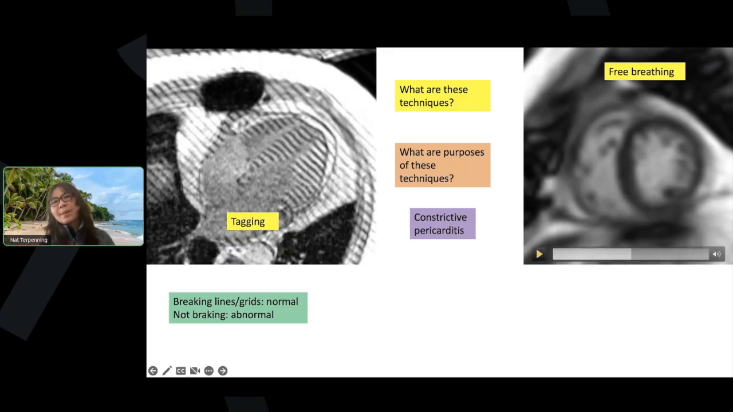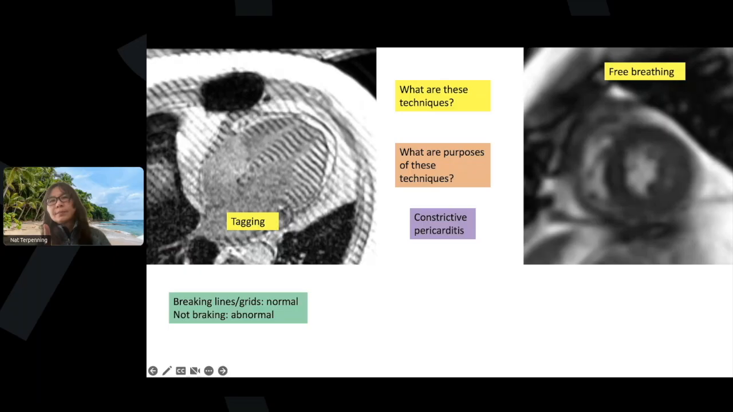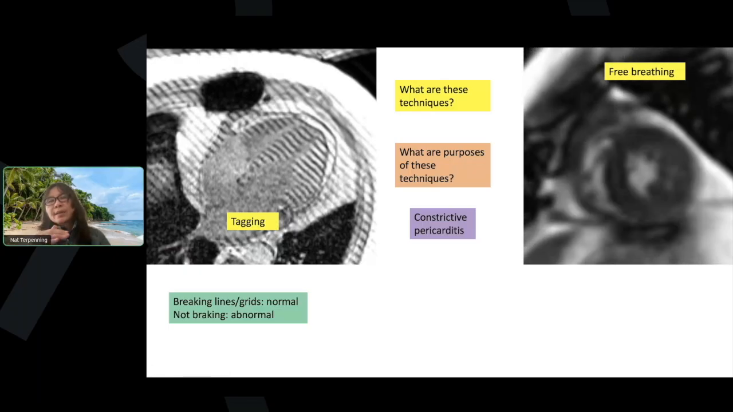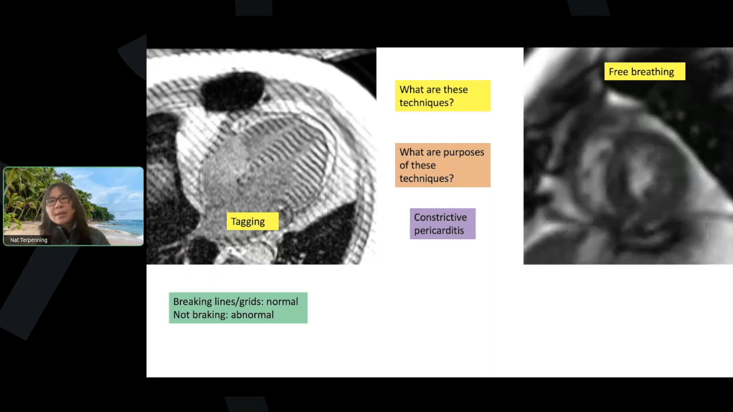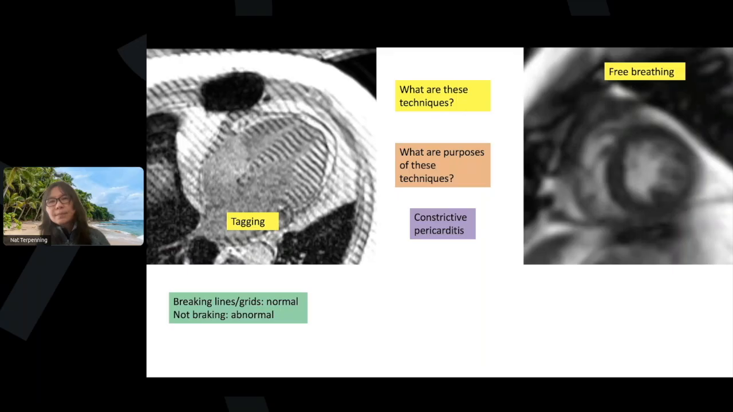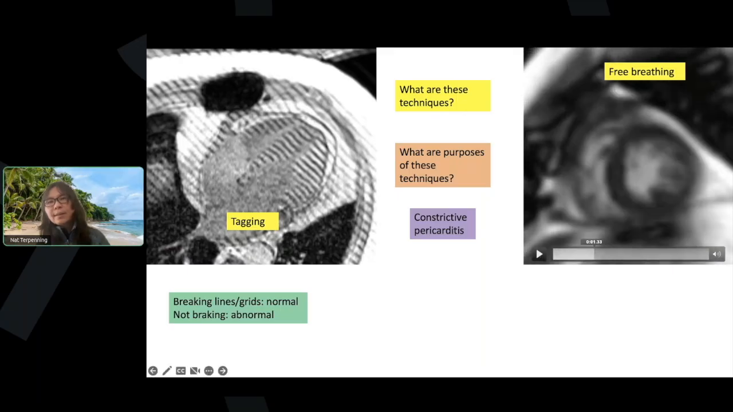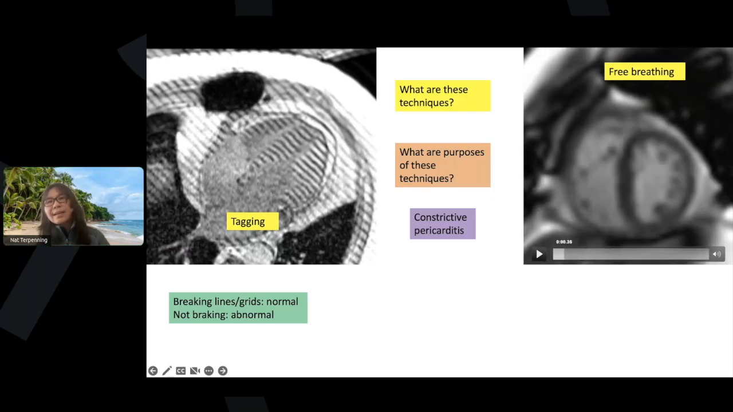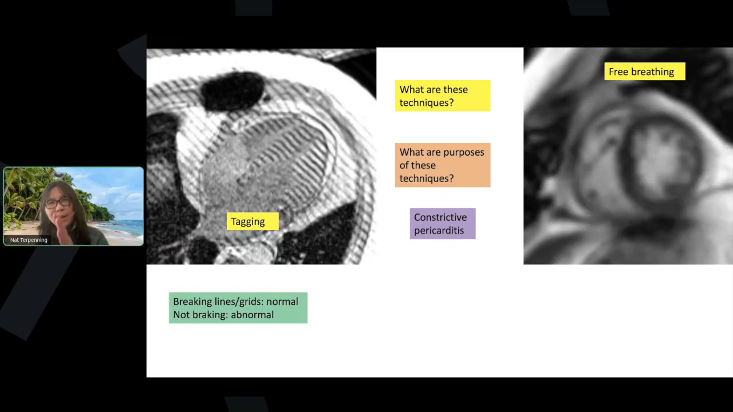Okay, now what about this? Look at the interventricular septum. The patient is breathing in and out, in and out. We let the patient breathe freely, and then we just start scanning. Look at the interventricular septum. It looks okay, right? But part of it is not okay. Look at that. See that? It's flattening. Otherwise it looks fine, but part of it is flattening.